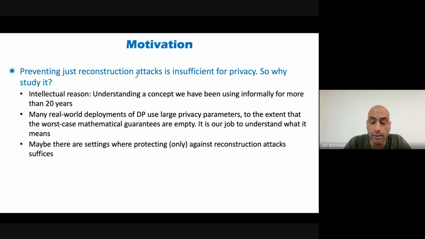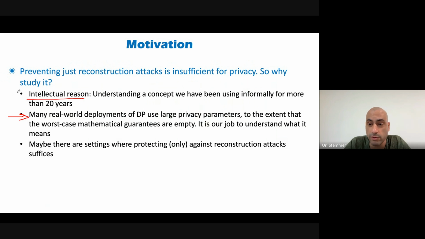Why should we even care about or study protections that are limited to one type of attack, like a reconstruction attack? Because this is obviously not good enough in general for protecting privacy. So I guess that there are three answers that I could give you. The first answer is that the community has been studying and talking about this concept of reconstruction for basically more than 20 years. And I think it's important to try and understand this concept better and try to understand when can we prevent reconstruction from happening.